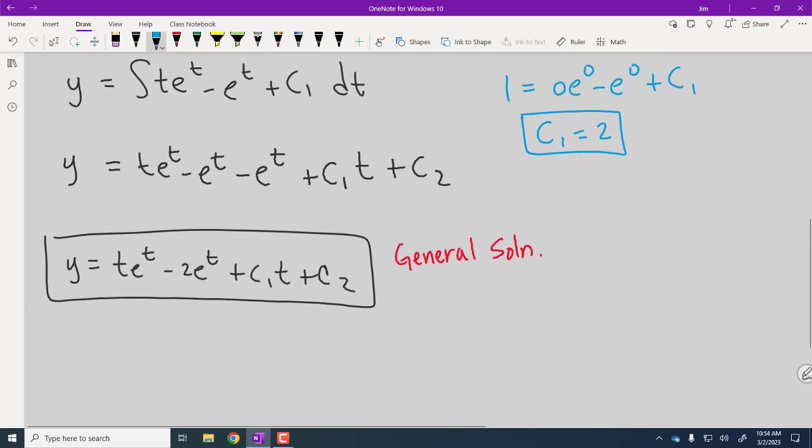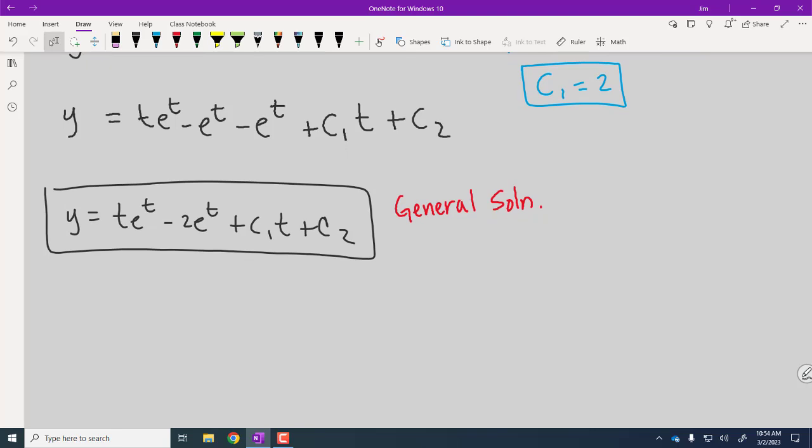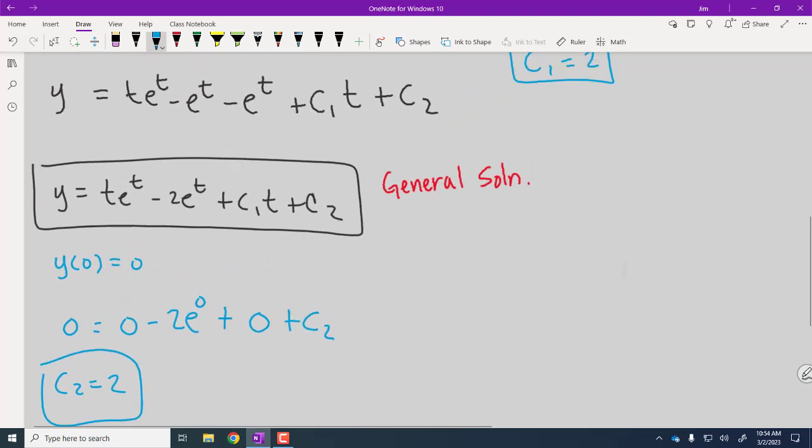So we come down here, and then what's our other initial value? y of 0 is 0. So that means plug in 0 for both y and t. So we're going to have 0 there. Plugging in 0 here, we get 2 times e to the 0 plus 0 times c1 plus c2. So that looks like C2 is 2. Yeah. So now we have both of our initial values, and they both were 2.